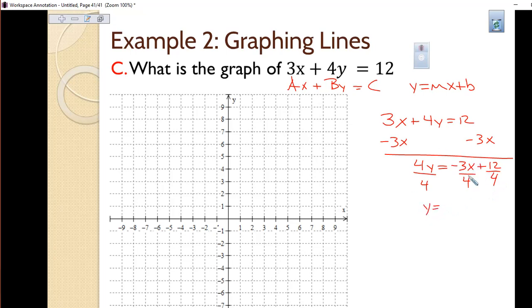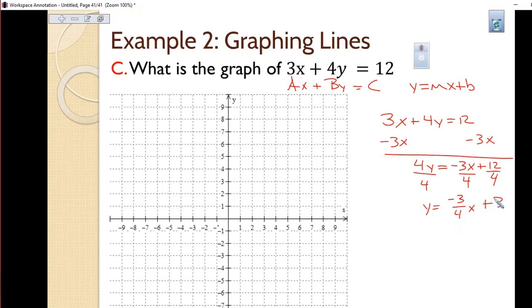So y is equal to negative 3/4. If it can reduce or simplify, you would always reduce it. This right here, 12 divided by 4 is 3, so our equation is going to be y equals negative 3/4 x plus 3. Now we should notice the negative sign here. This means that our graph has a negative slope.